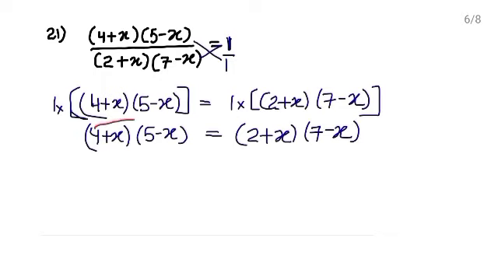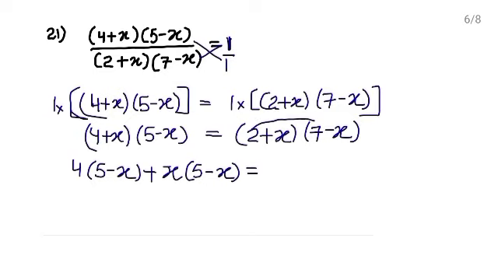Now multiply this 4 by this whole expression. So write here 4 multiply 5 minus x. Similarly multiply x by this whole expression. x also multiply by 5 minus x, equals to multiply this 2 by this whole expression. So 2 multiply 7 minus x, plus also multiply this x by this whole term. x multiply by this 7 minus x.